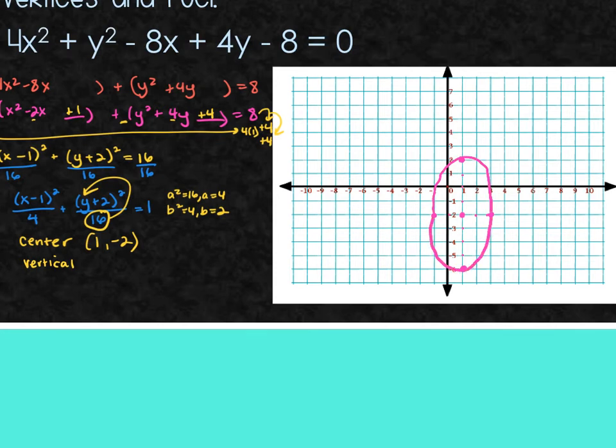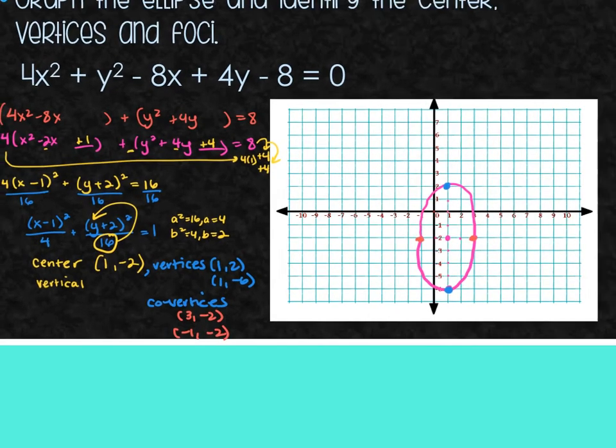So center is (1, negative 2). Vertices are at (1, 2) and (1, negative 6). Co-vertices are at (3, negative 2) and (negative 1, negative 2).